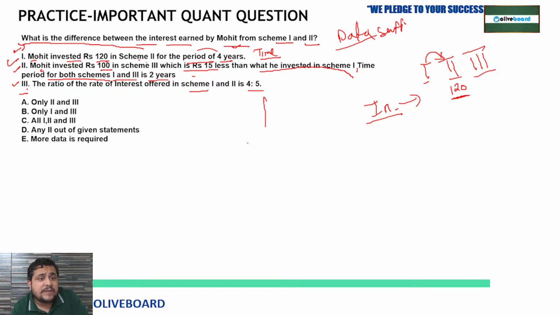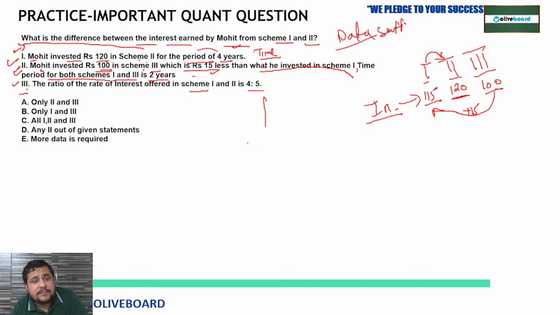Clear? Now if I talk about the second statement, Mohit invested rupees 100 in scheme third. The first statement alone tells us only about scheme second, its investment and time, so it is alone not sufficient. Now for the second statement, he invested rupees 100 in scheme third, which is rupees 15 less than what he invested in scheme 1. So in scheme 1 he will invest 15 rupees more than scheme third. So 115. Fine.